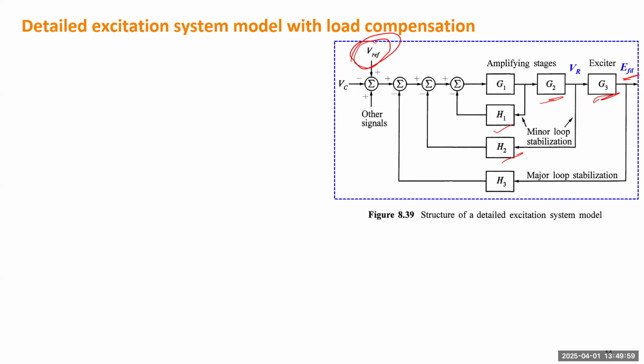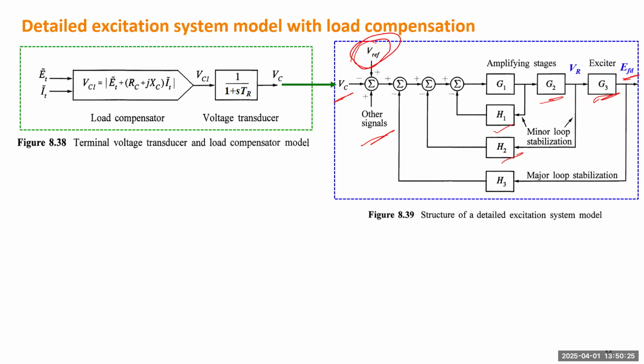And there's another, so what signal is missing? The missing one is the feedback signal of the terminal voltage. So this VC will be the feedback signal of the terminal voltage or the controlled voltage. This other signal may be from the power system stabilizer, so we'll discuss this one in the next session. All right, so VC comes from another system.